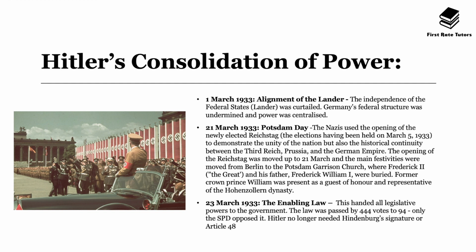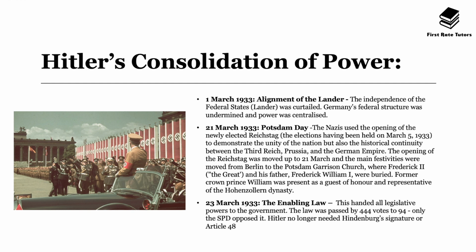On the 21st of March 1933, which was Potsdam Day, the Nazis used the opening of the newly rebuilt Reichstag, the elections having been held on 5th of March 1933, to demonstrate the unity of the nation, but also the historic continuity between the Third Reich, Prussia, and the German Empire. So the opening of the Reichstag was moved up to the 21st of March, and the main festivities were moved to Berlin, to the Potsdam Garrison Church, where Frederick II, known as Frederick the Great historically, and his father, Frederick William I, were buried. Former Crown Prince William was present as a guest of honour and representative of the Hohenzollern dynasty.